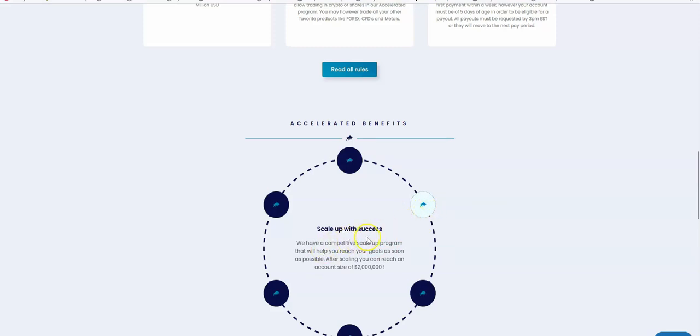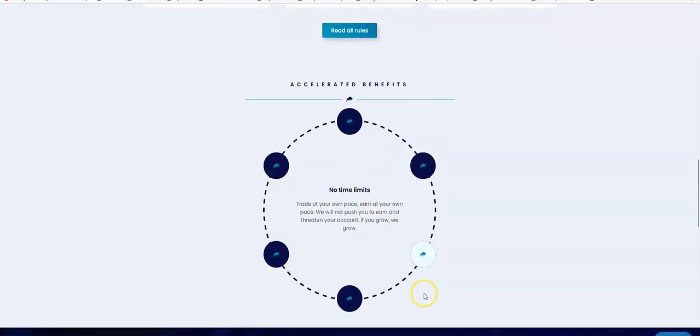Then you can scale up with success. If you hit 10%, like I said, you get up to 2 million to scale up to. No time limit. That means you trade at your pace. You are not in a hurry. There is no, oh, your evaluation time is soon going to be over. No, once you get this account, you can trade whenever. It's like having your own funded account. You trade whenever you want.